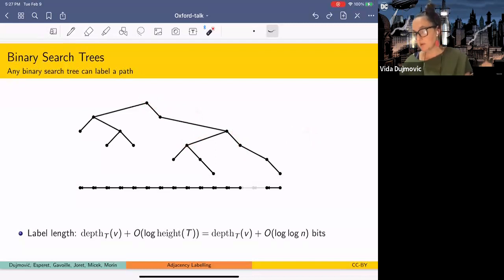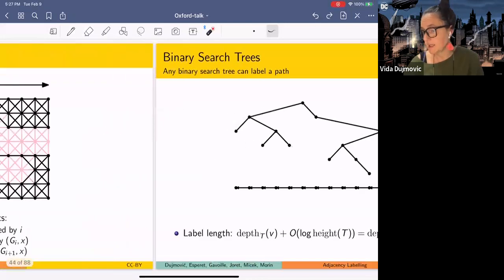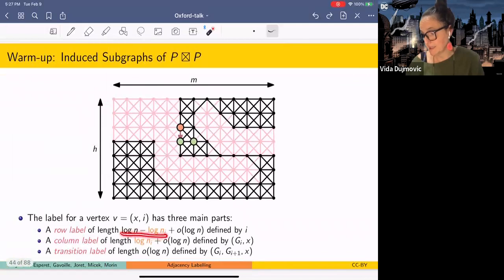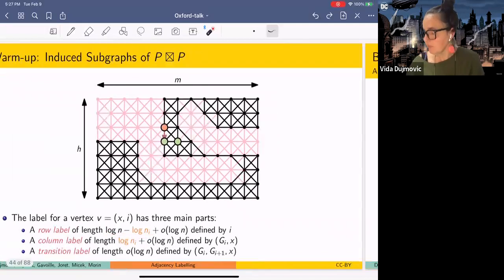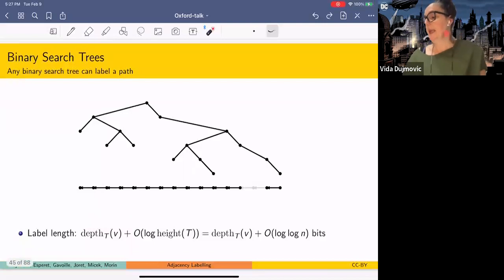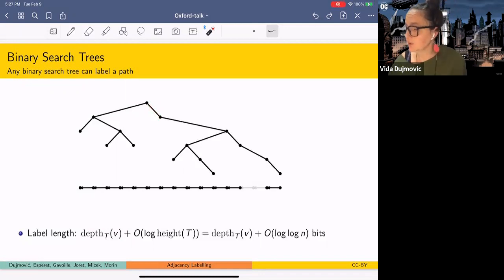So how many bits do you use? You use the depth of the tree. So if your tree is at all balanced, you are hopefully using log n bits. But here we want something a little bit stronger, which is this thing here. This is for the rows. In addition, we call this a signature: you label the path that you take to that vertex.